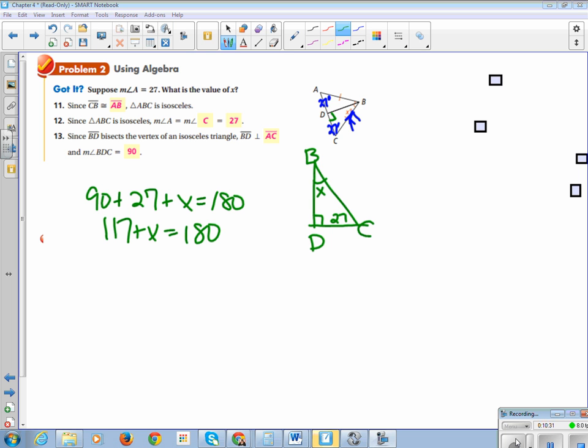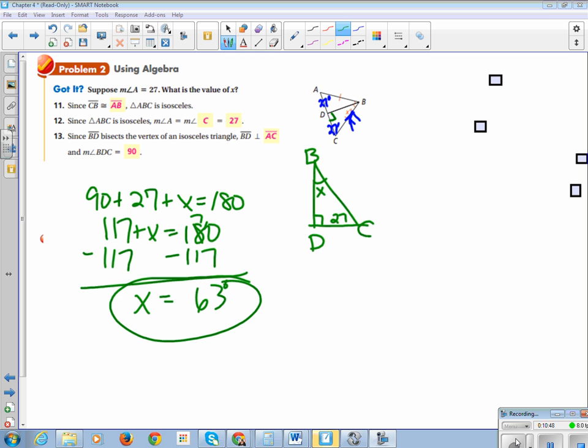117 plus X is equal to 180. Subtract 117. We'll go old school on this. X is equal to 63 degrees. And then we double check, because sometimes they ask us for weird things. We solve for X and then the answer is not X, but it's like a different side length or an angle measure or whatever. But in this case, we are solving for X. So X is equal to 63 degrees.